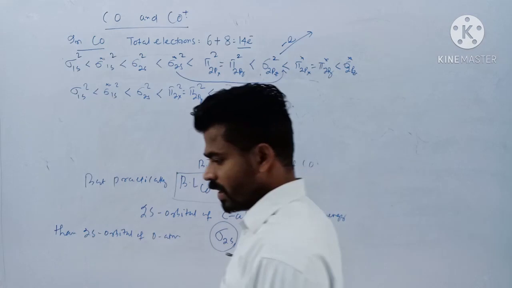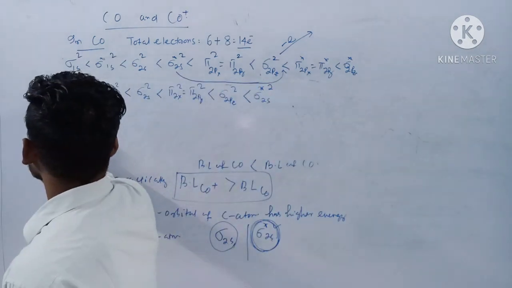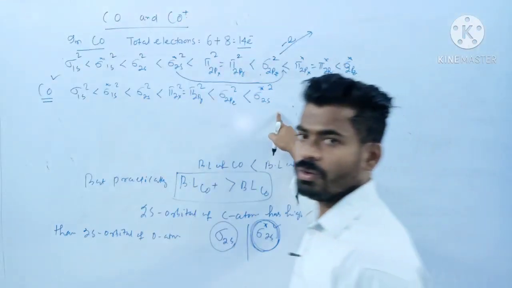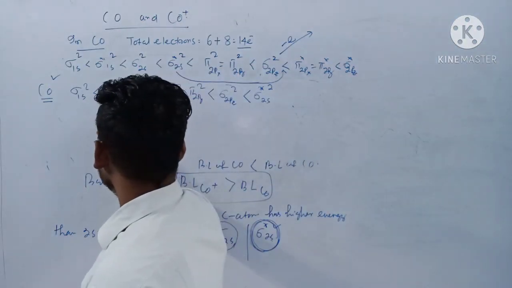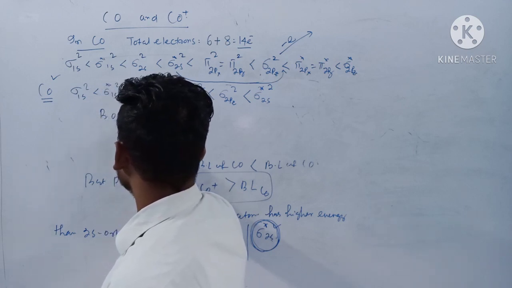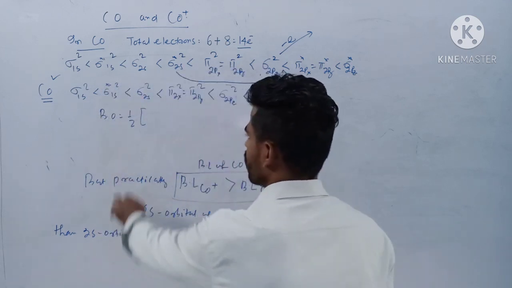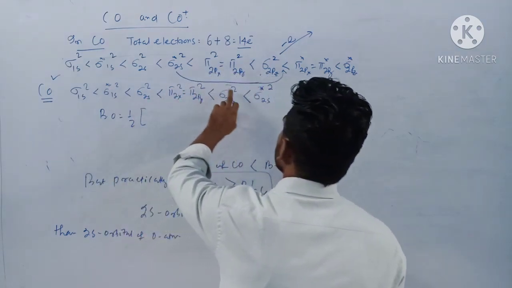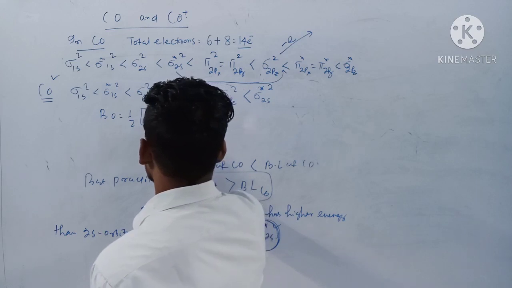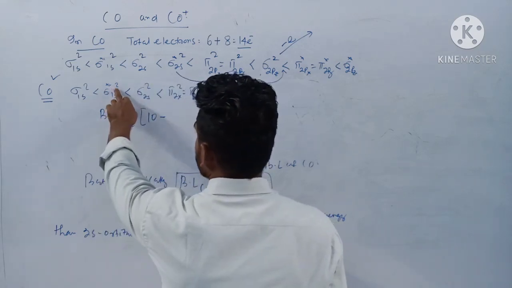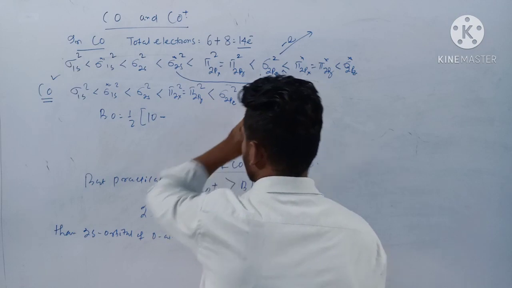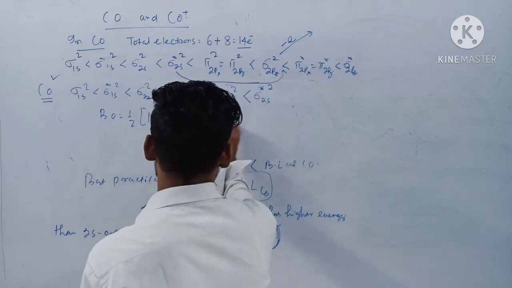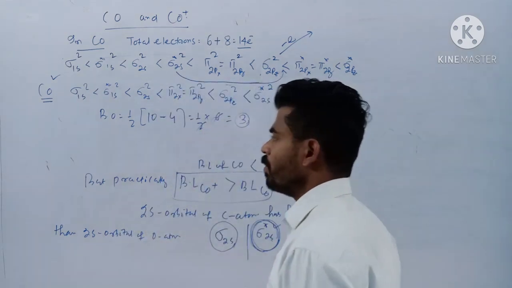Right now you can calculate its bond order. This one is the proper molecular configuration of CO. So if you calculate the bond order in this case, that will be half into number of bonding electrons: 2, 4, 6, 8, 10, so 10, minus number of antibonding electrons, 2, 4. So that will be half into 6, 3. The bond order will be 3.